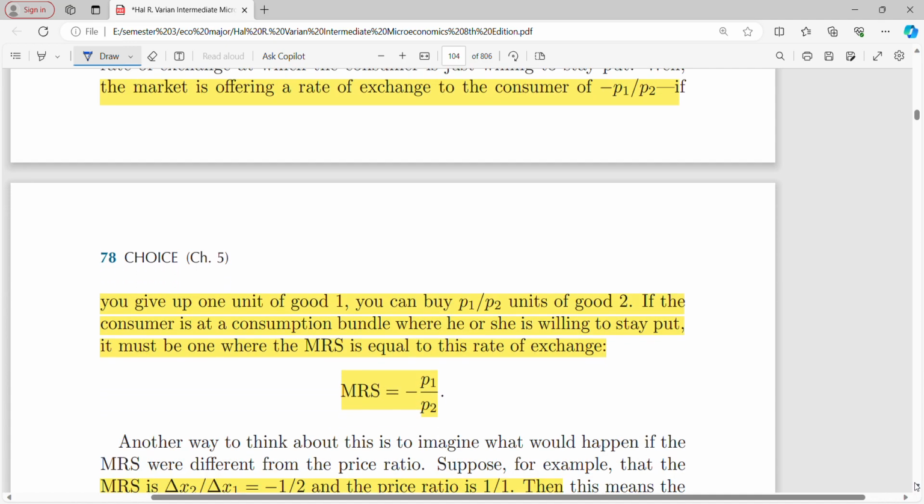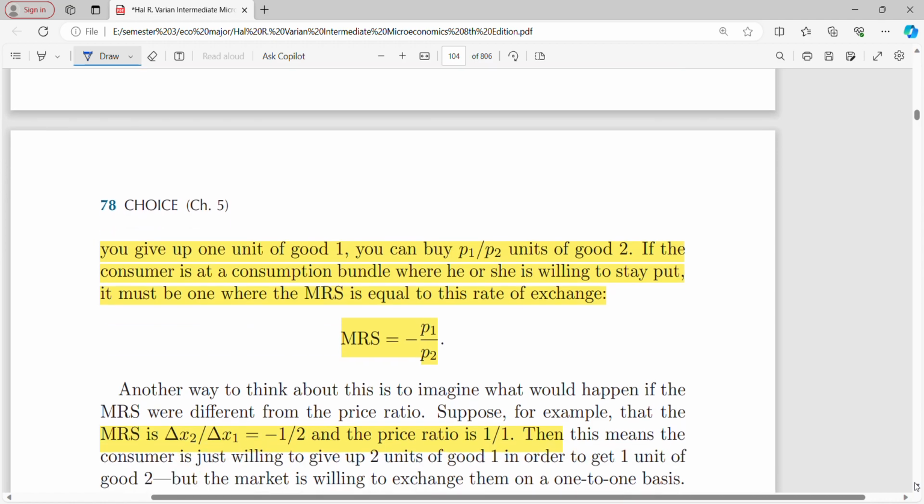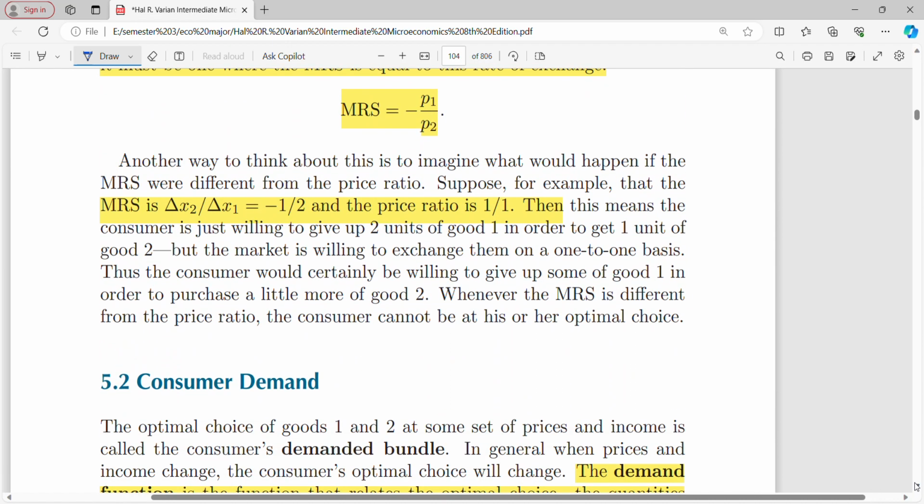Okay. So if you give up one unit of good 1, you can buy P1 by P2 units of good 2. If the consumer is at a consumption bundle where he or she is willing to stay put, it must be one where the MRS is equal to the rate of exchange. Okay. And another way to think about this is to imagine what would happen if the MRS were different from the price ratio. That means if such a situation happens, delta x2 by delta x1, that is the MRS, equals minus 1 by 2, and the price ratio is 1 by 1.